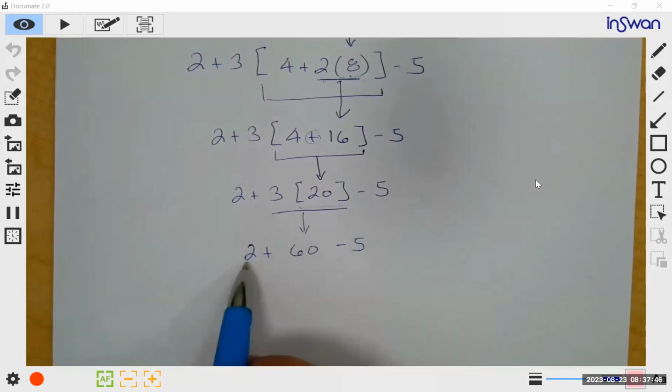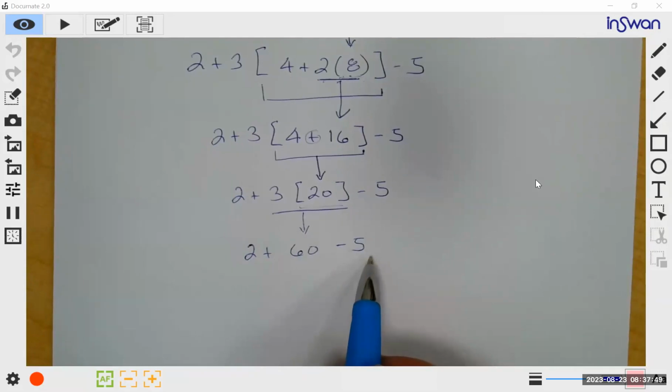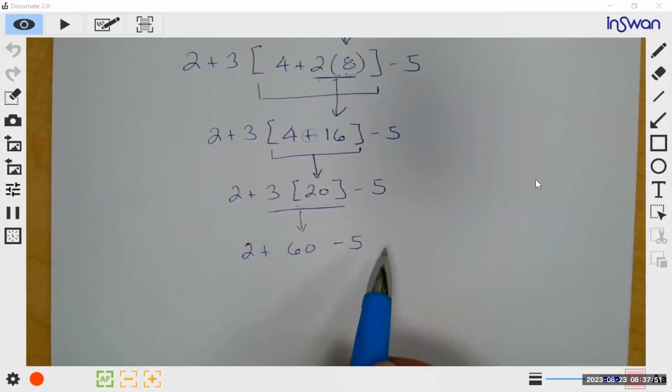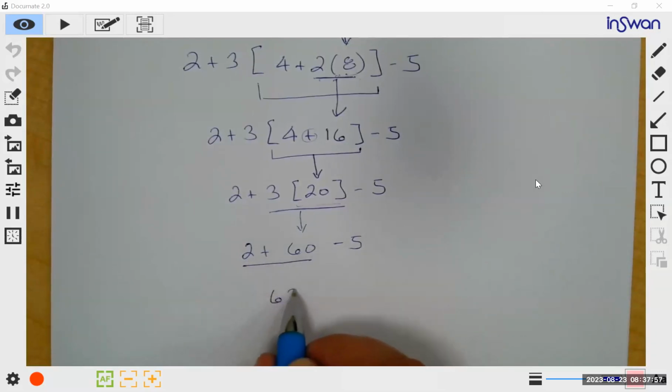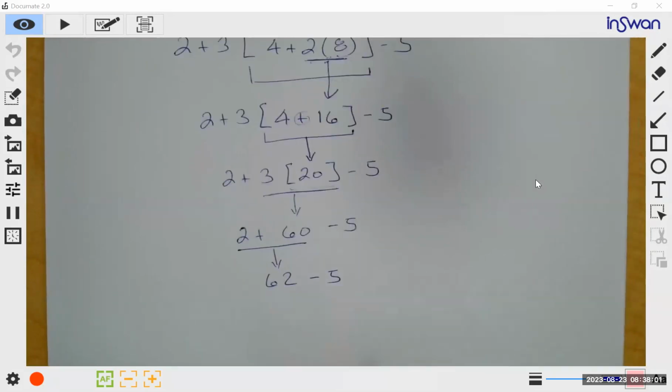Repeat the process. Special operations? No. Multiplication, division? No. Addition, subtraction? Yes, here's addition. 2 plus 60. No special operations, no division, we just have a subtraction. 62 minus 5.